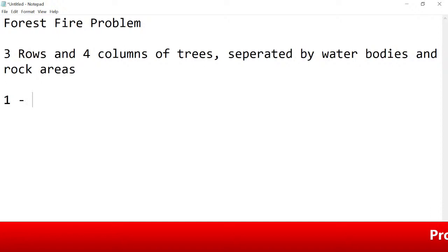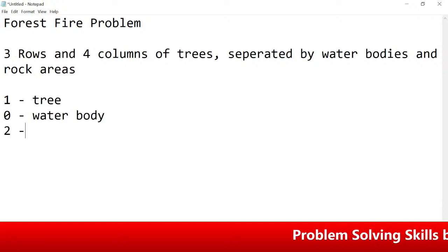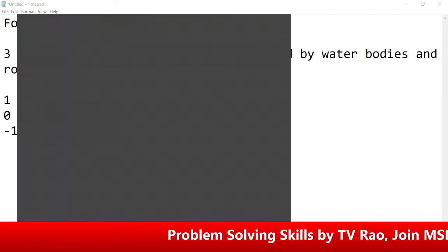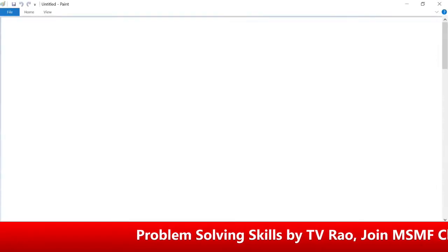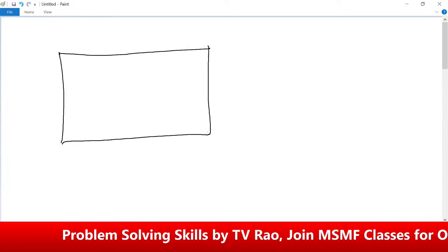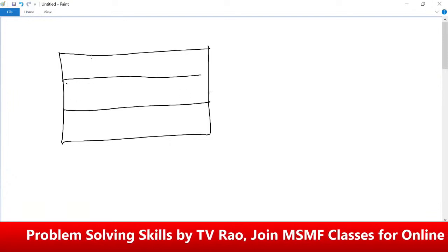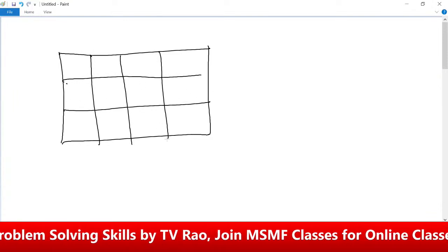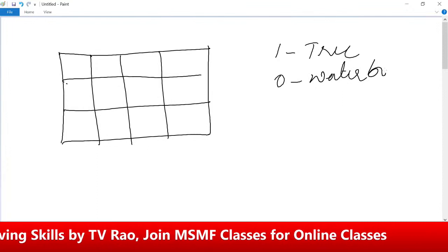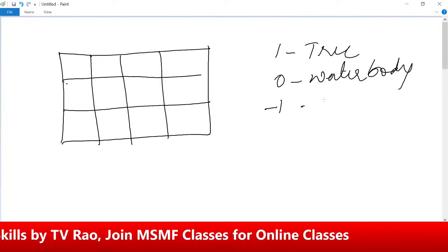Okay, say 1 stands for tree, 0 stands for water body, and -1 stands for rocky area. Okay, I'll show you in paintbrush that this is a representation of forest. There are 3 rows and 4 columns. As I told you, 1 stands for a tree, 0 stands for water body, and -1 stands for rocky area.